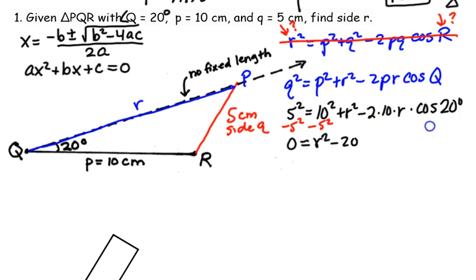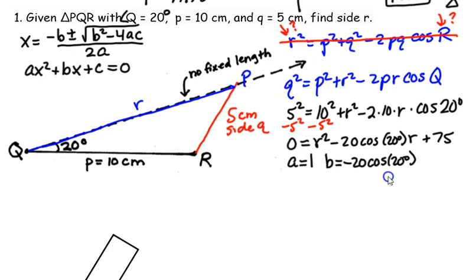So minus 20 cosine of 20 degrees r. So all of this is being multiplied times r. And then 10 squared minus 5 squared is 100 minus 25, so plus 75 for my constant. So now I've identified A. A is the coefficient of r squared. Since there is no number in front of that, the coefficient is 1. B is the coefficient of r, negative 20 cosine of 20. C is the constant, 75.